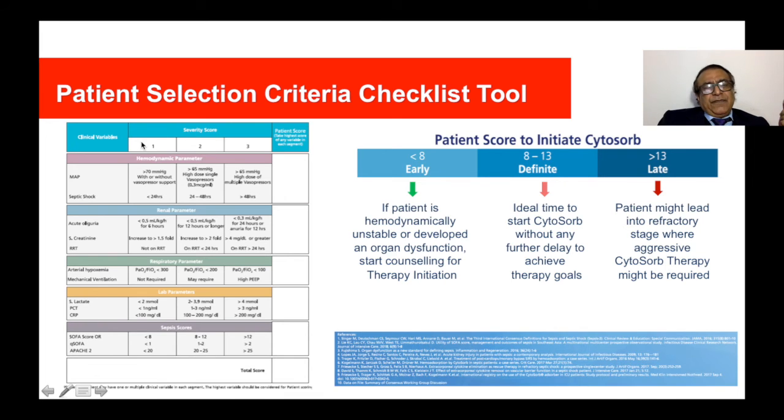Now this has 5 profound criteria: hemodynamic parameters, renal parameters, respiratory parameters, lab parameters, and sepsis scores. Each of these has 2 or 3 subset parameters, which are scaled between 1 to 3. In a given patient, whichever parameter in a segment has the highest value is chosen as the severity score and put in this column, and finally all these columns are totaled at the end.